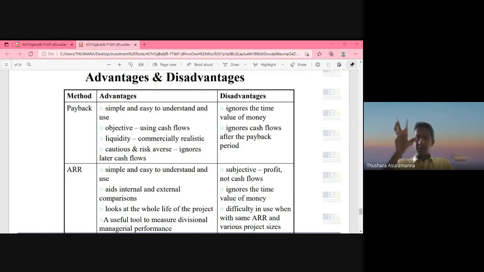But with NPV, project size doesn't matter because it takes the NPV and initial investment, everything, and does that computation. Here, ARR is difficult to use when the projects are of different sizes. Or with the same ARR, then you are in trouble, like what happened to us in this example.